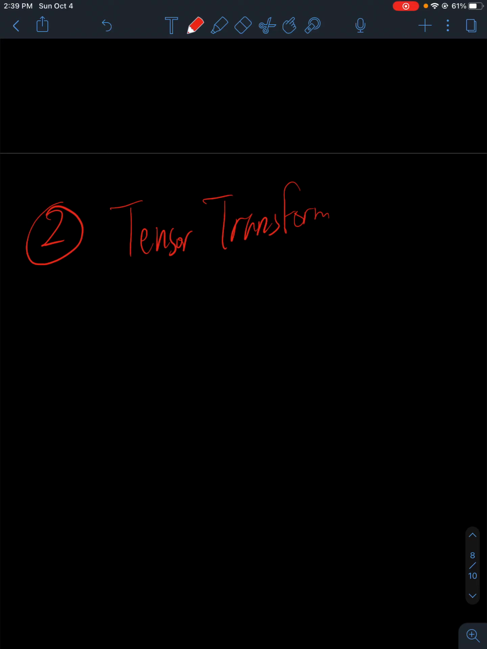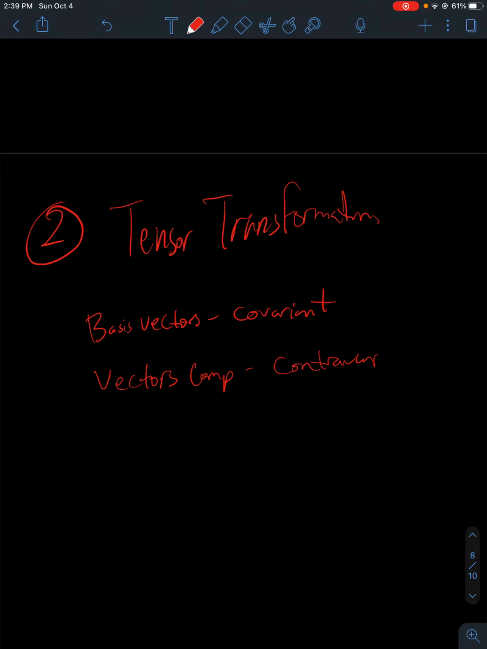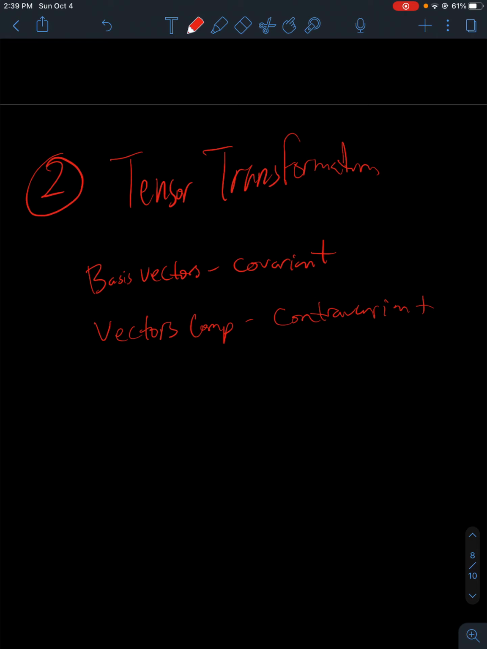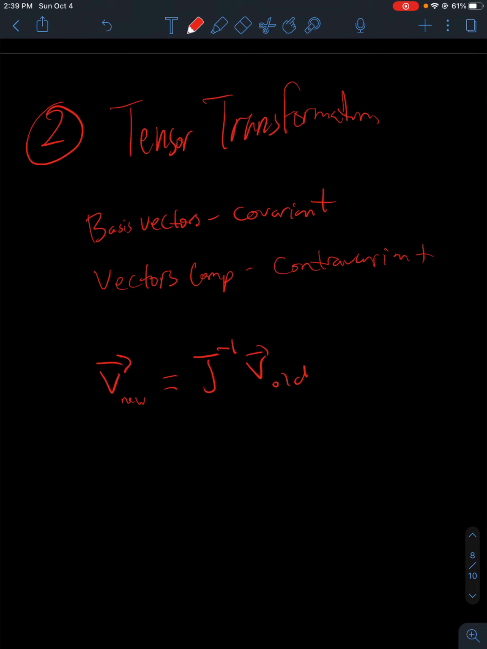I haven't gone over any tensors yet besides vectors. Vectors are contravariant. We know that already. But the basis vectors, by definition, are covariant. That's how we define covariance. The vector components are contravariant. What does that mean? Well, it means to get a vector represented in an old and a new basis, you have to multiply that vector by the inverse Jacobian of the old vector.